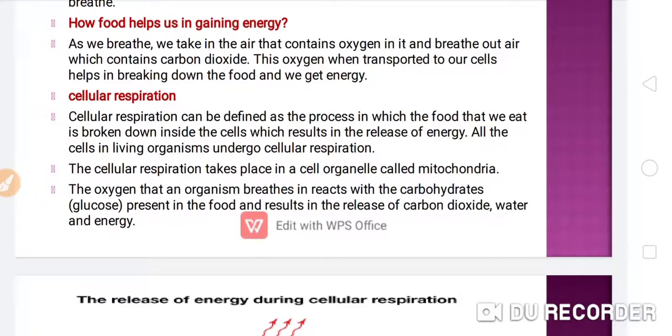The cellular respiration takes place in a cell organelle called the mitochondria. So mitochondria is a very important cellular organelle. Now next, the oxygen that an organism breathes in reacts with the carbohydrate, that is the glucose, present in the food and results in the release of carbon dioxide, water and energy. So this is cellular respiration.